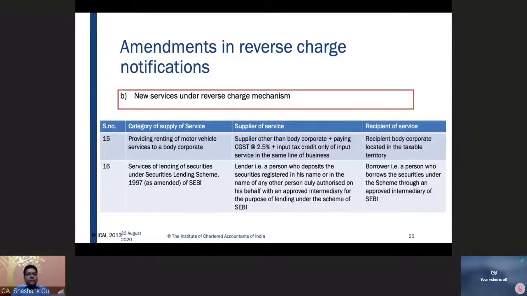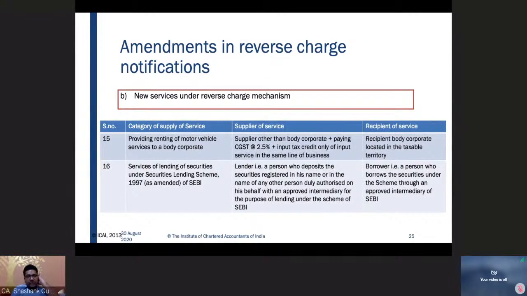Some new services which have been recently added into the gamut of reverse charge are renting of motor vehicle services to a body corporate. So when I and you obtain a vehicle on rent, that is not covered here. Renting of motor vehicle services to a body corporate, meaning company, where supplier is someone other than body corporate.